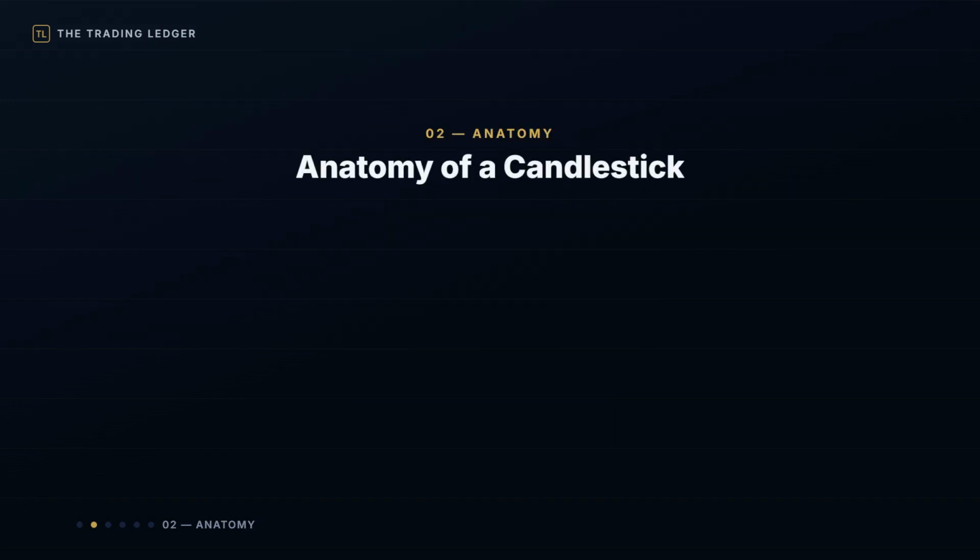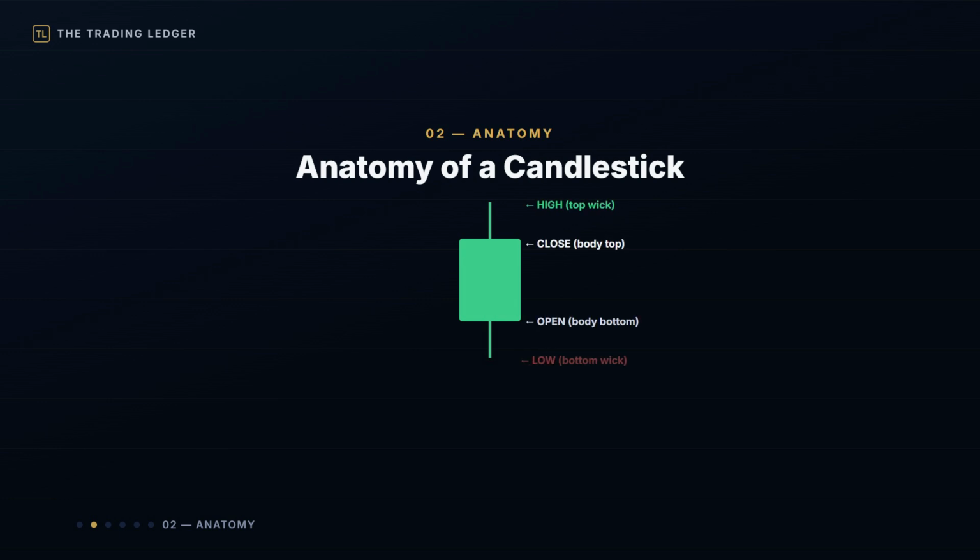Let's break one candle apart. Every candlestick has 2 main parts: the body and the wicks, sometimes called shadows. The body is the thick rectangle in the middle. It represents the range between the opening price and the closing price for that period. The wicks are the thin lines poking out above and below the body. The top wick shows the highest price reached. The bottom wick shows the lowest price reached.